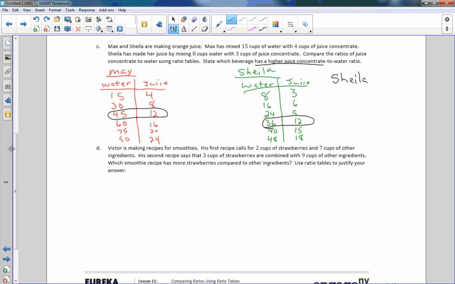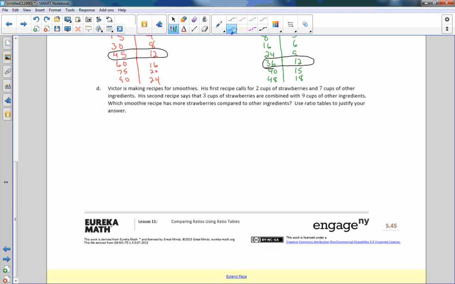Okay, D. Victor is making recipes for smoothies. His first recipe calls for 2 cups of strawberries, 7 cups of other fruit. So this is Victor, and his first recipe is strawberries and other fruit. I'll just say S and F. He's using 2 cups of strawberries, 7 cups of fruit. Then he's going to do it again. His second recipe says 3 cups of strawberries are combined with 9 cups of fruit.